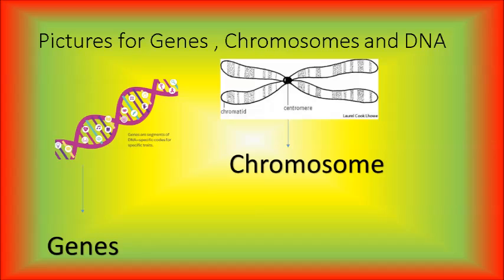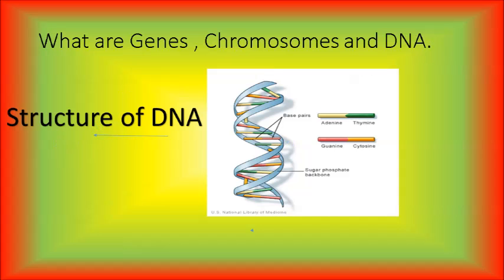These are pictures for genes, chromosomes, and DNA. First of all, the genes. It shows us how they are put in order in the DNA. Second of all, the structure of the chromosome, the chromatid and the centromere. It's made up of two chromatids.